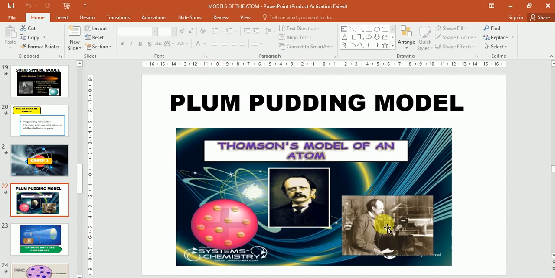He used the cathode ray tube to perform a series of experiments, and that led him to discover the electrically charged particles, which later became known as electrons. So again, J.J. Thomson's experiment is called the cathode ray tube experiment. And after the cathode ray tube experiment, he came up with the plum pudding model. So the experiment comes before the model.